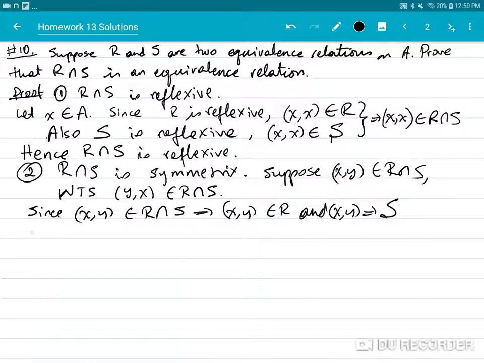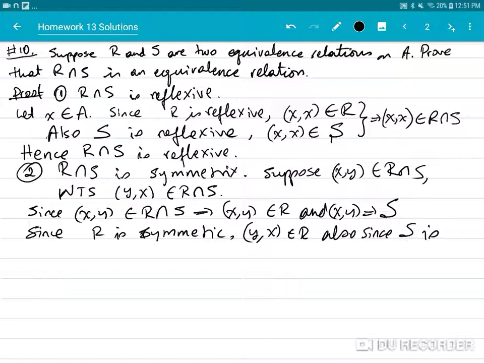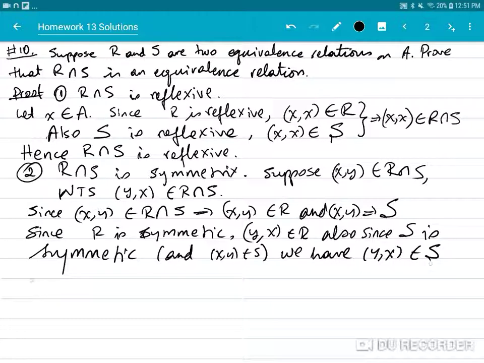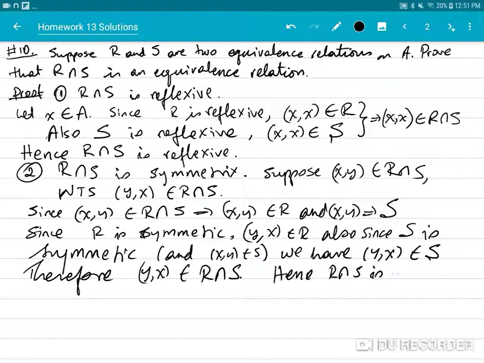S. Also, since R is symmetric, this means that (X, Y) is in R implies that (Y, X) must be in R. Also, since S is symmetric, and that (X, Y) is in S, we have that (Y, X) must be in S. So therefore (Y, X) is in R intersection S. Hence R intersection S is symmetric.